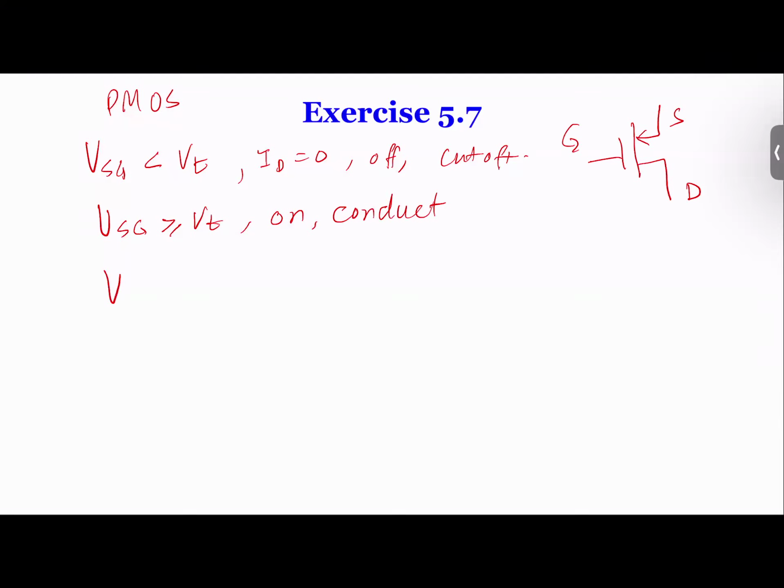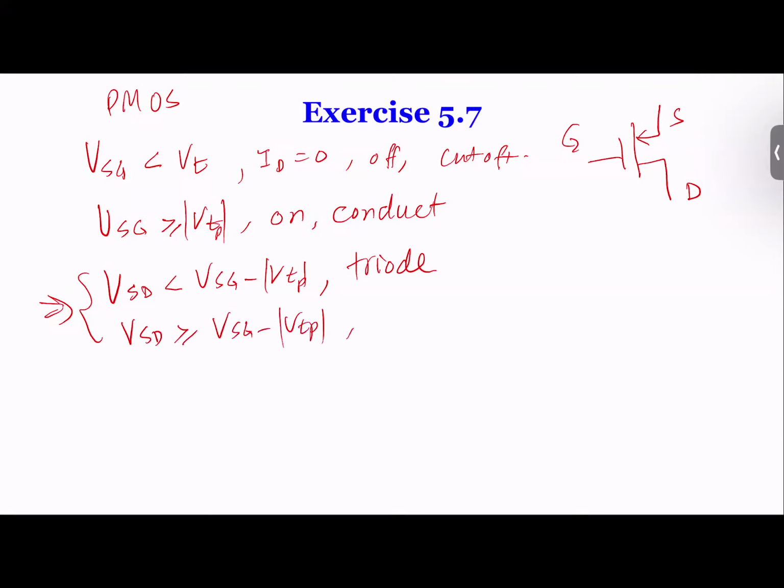In this case, we'll have two scenarios. One is VSD is less than VSG minus VT. Oh God, we should use VTP, so we have to be careful on that. So this is in triode mode, and if VSD is larger than VSG minus VTP, it's going to be in saturation mode. And in triode mode, you remember the arc.